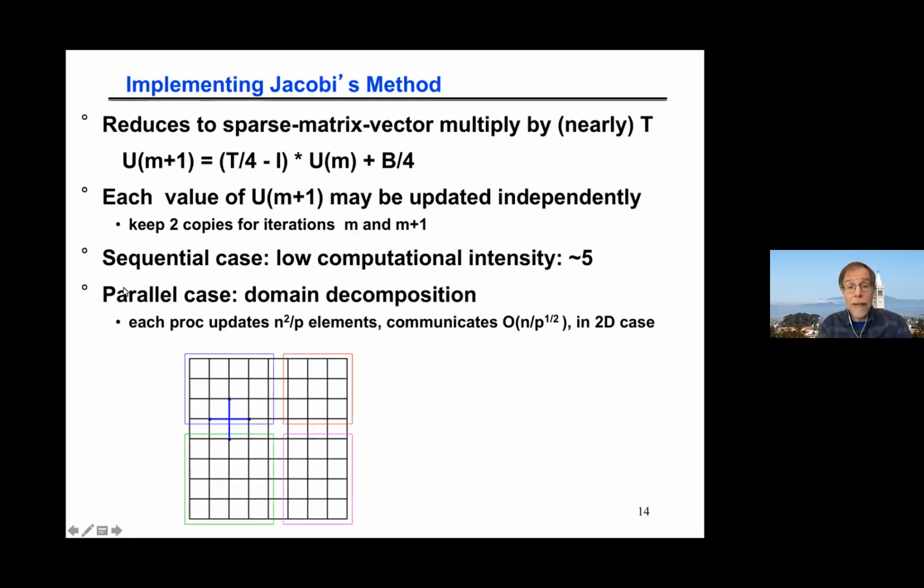So let's talk about, so are there any questions about that before I go on to now implementing Jacobi in the best possible way?